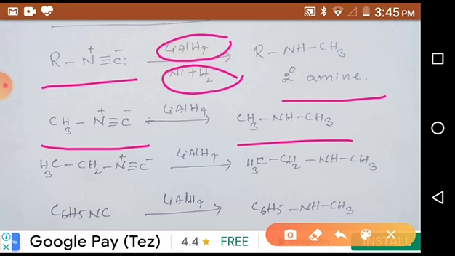So isocyanides on reaction with lithium aluminum hydride, lithium aluminum hydride acts as a reducing agent. It provides the required number of hydrogen atoms. So in this case, how many do we require? Four hydrogens are required. So lithium aluminum hydride provides four hydrogen atoms to the methyl isocyanide molecule. That's why this is reducing to a secondary amine.